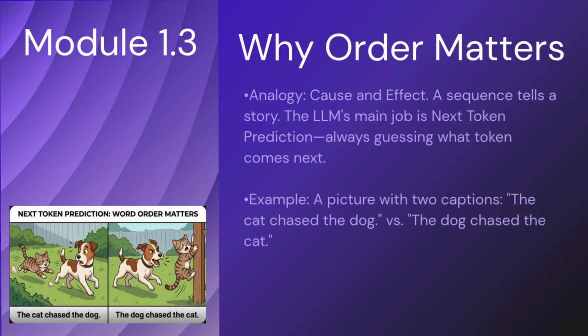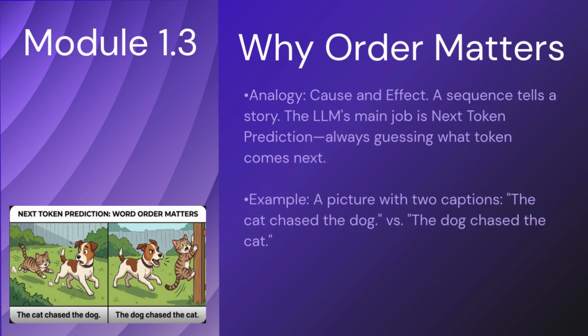Why order matters. The order is crucial because it changes the meaning, which is why we call language sequential data. Let's use a very clear example. The cat chased the mouse, and the mouse chased the cat. Both sentences use the exact same tokens, but the order is flipped. As humans, we know the meaning is opposite. The LLM is trained to understand this change purely through the sequence.